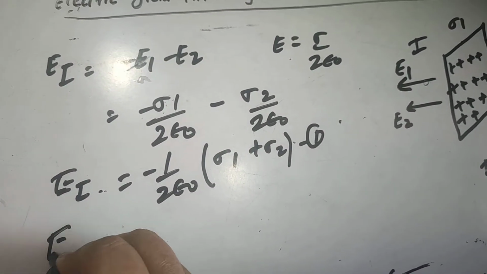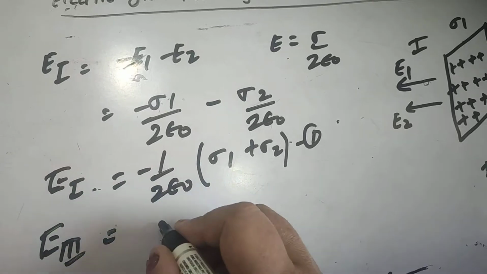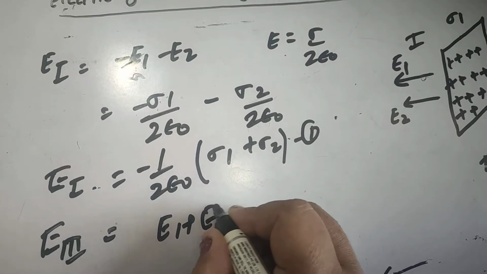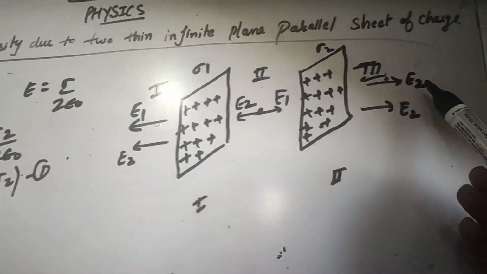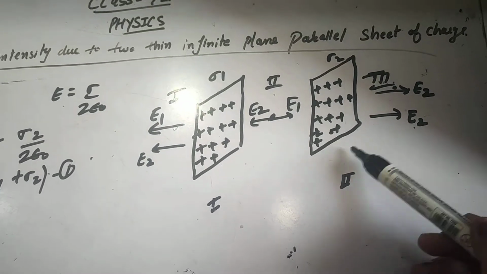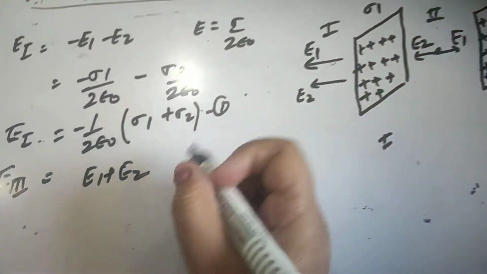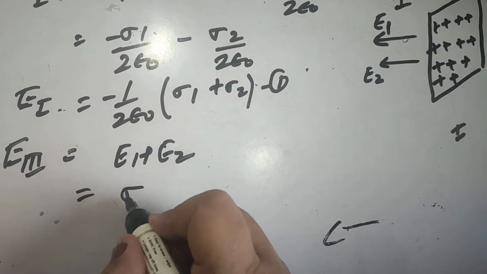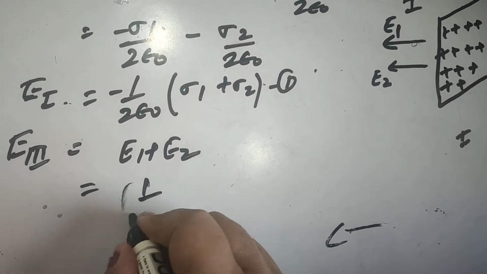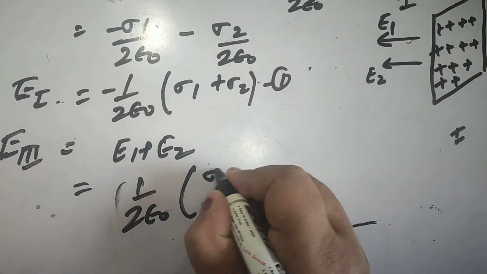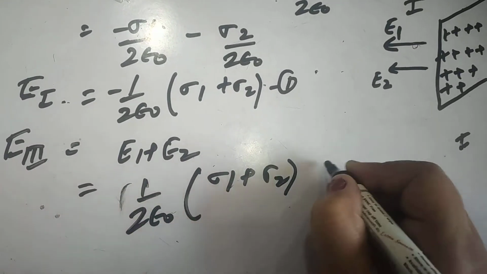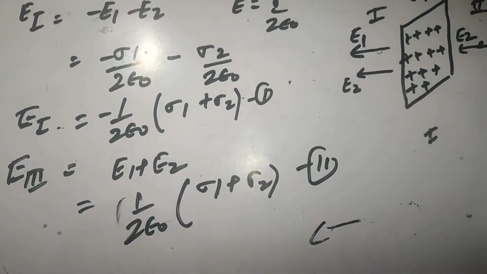For the third region, similarly, it is given by E1 plus E2. Now why E1 plus E2? You can see here both are in the same direction, along the positive x-axis, and along the positive x-axis both are added with positive sign. So we directly take 1 upon 2 epsilon naught common, sigma 1 plus sigma 2. Here the negative sign will not come because both are positive.